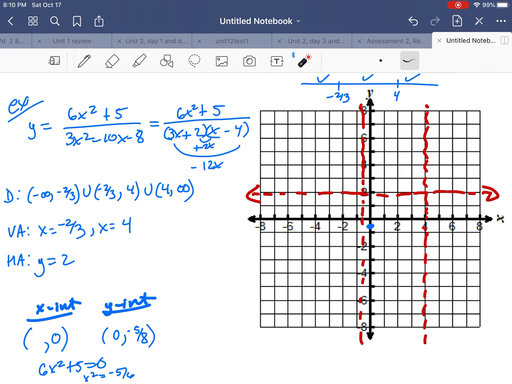So also think about this problem right here. When would something plus 5 ever equal 0 if this something back here could never be negative because x is being squared? So this is never happening. I'm not going to get an x-intercept. So there is no x-intercept, and it's not going to touch the x-axis. All right, so let's go look at our picture.